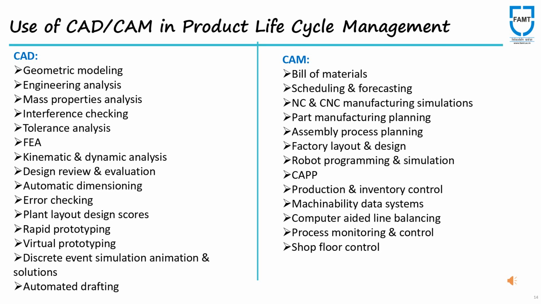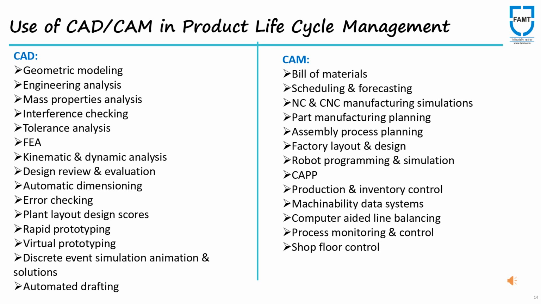Plant layout design can be done, and if you are preparing different layouts of the plant, then you can even calculate plant layout design scores, and based upon the particular score you can select the particular plant layout design. Rapid prototyping, RP, again CAD is used for RP. Virtual prototyping, CAD is also used for that. Discrete event simulation and animation also can be done with the help of CAD software. And finally, automated drafting. So there are various uses of CAD in product life cycle management.